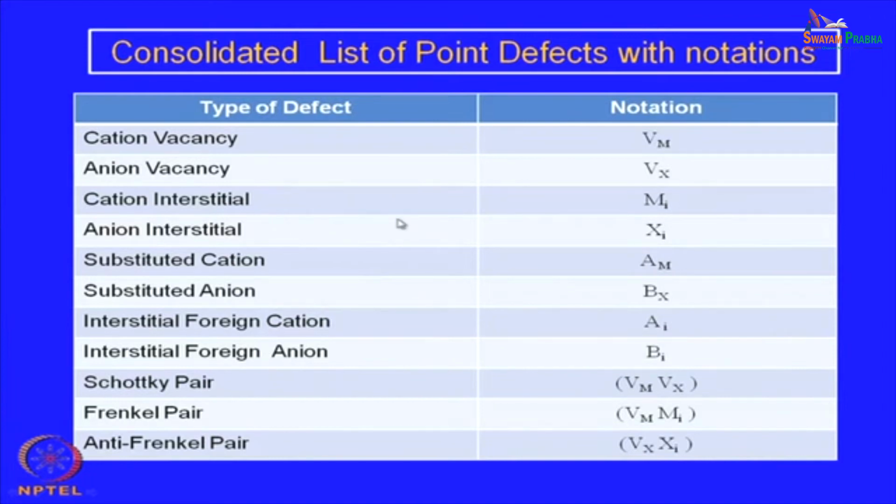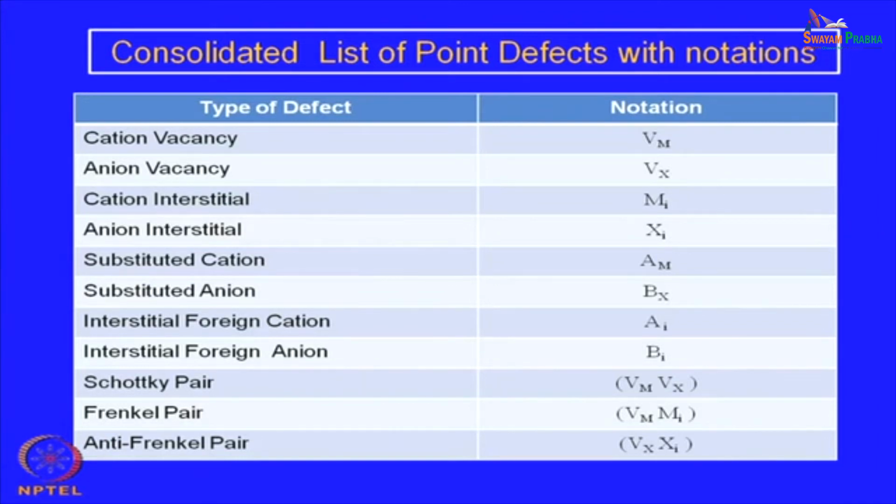Cation interstitial: in case of cation interstitial it is not Im, with analogy to vacancy, but it is Mi, it is the reverse. So, it is the interstitial I at the metal site. That is how it is Mi and not Im. Anion interstitial is Xi, analogous to Mi.